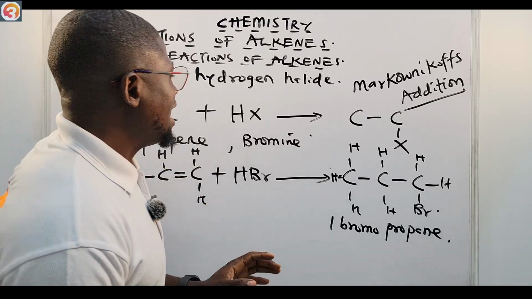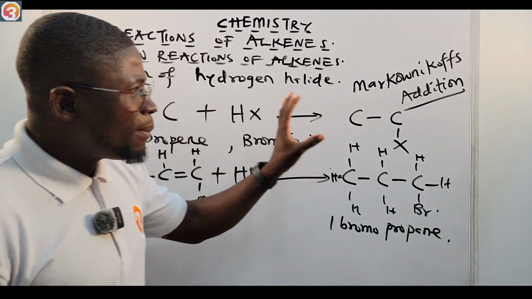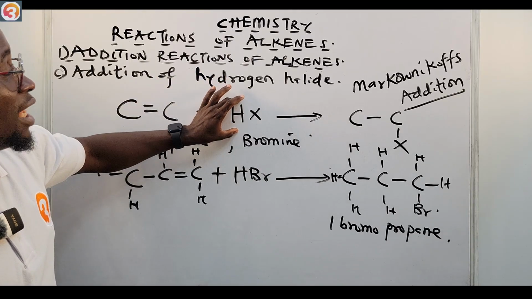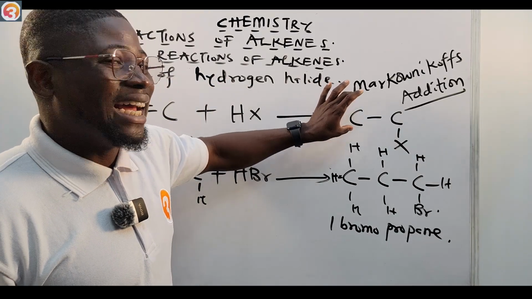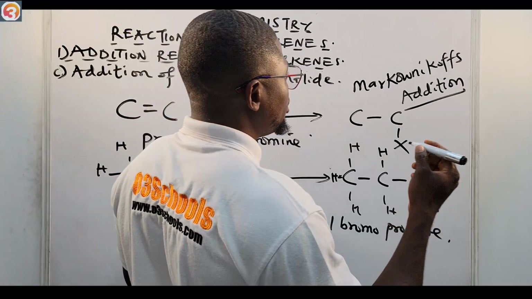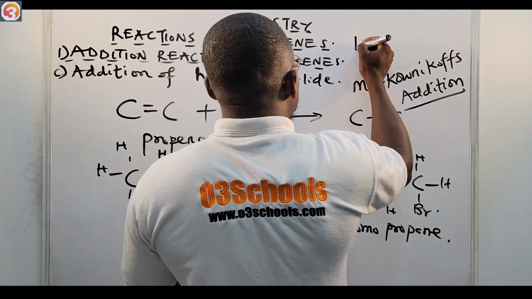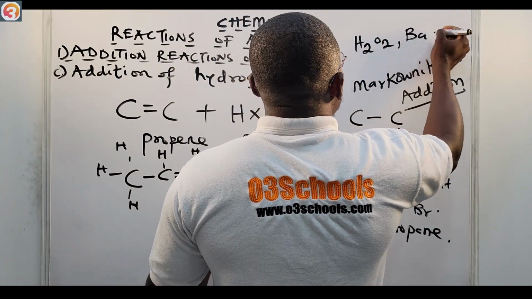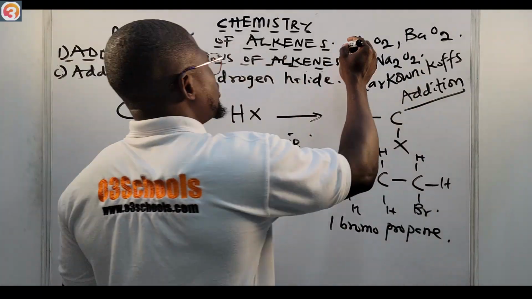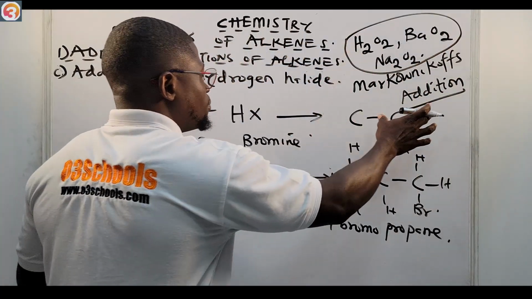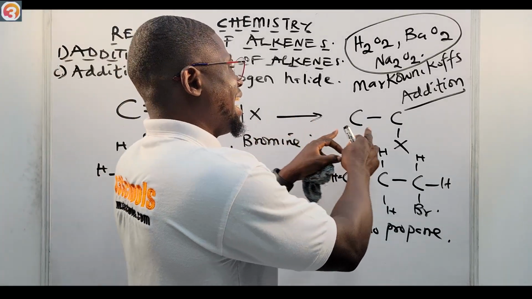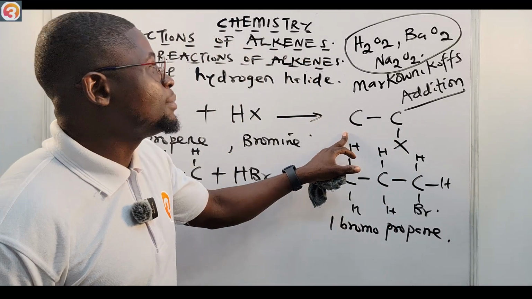Let me go over it again. Markovnikov's addition is a reaction between an alkene and a hydrogen halide to give us an alkyl halide or haloalkane in the absence of a peroxide. The peroxide we're talking about here could be any type of peroxide, like H2O2, BaO2, also Na2O2. So in the absence of all these peroxides, this is Markovnikov's addition, a reaction between an alkene and a hydrogen halide to give us an alkyl halide or haloalkane in the absence of peroxide.